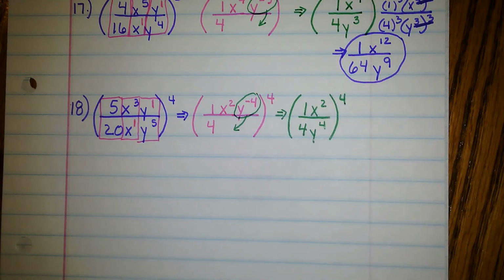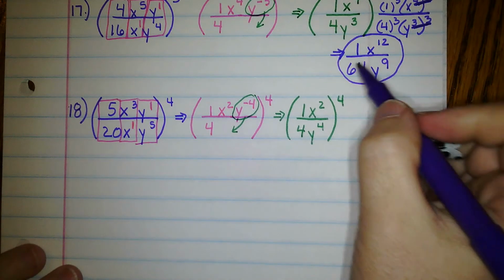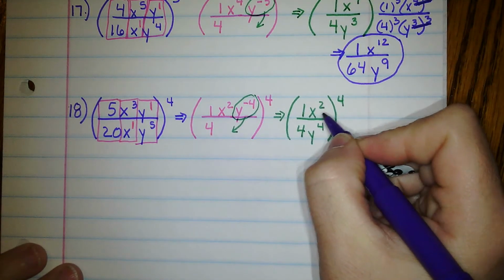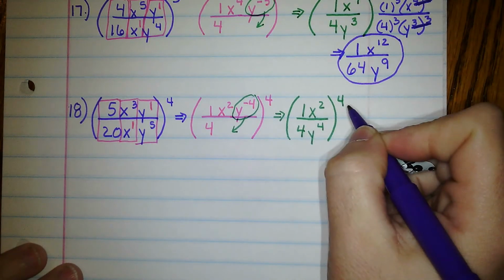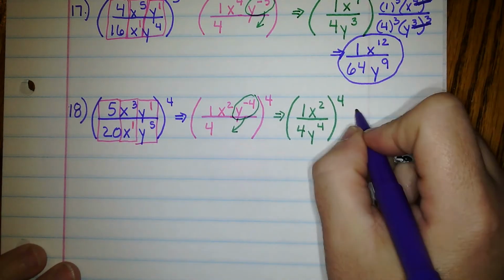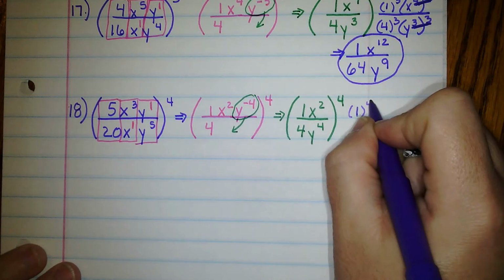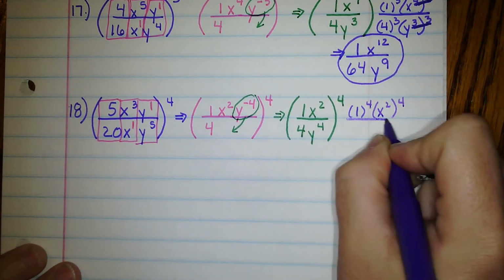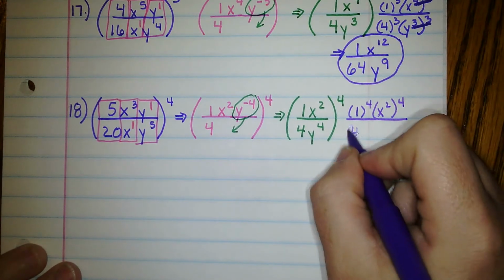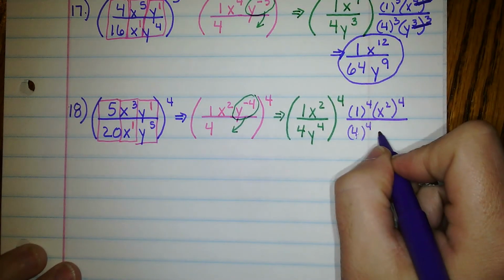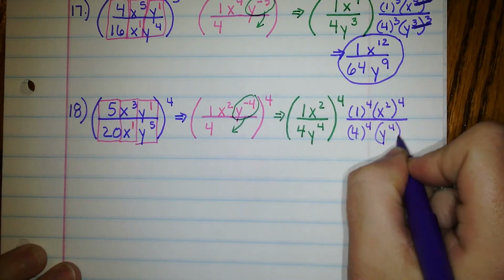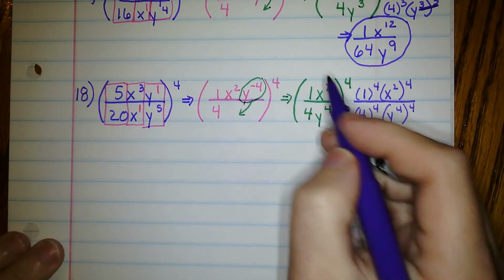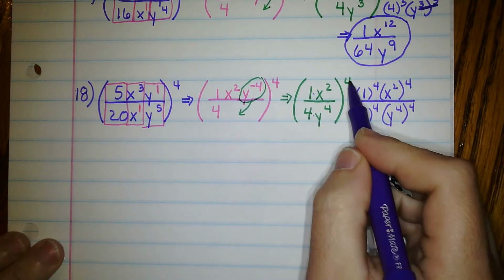And now, just like before, we're going to distribute this fourth power to everything on the inside of the numerator and everything on the inside of the denominator. So we're going to have a 1 to the fourth and an x squared to the fourth. This is 4 to the fourth and y to the fourth to the fourth. So every single one of these multiplied terms is going to get a fourth power.